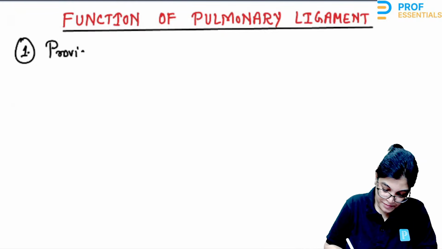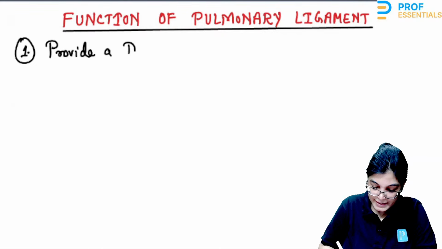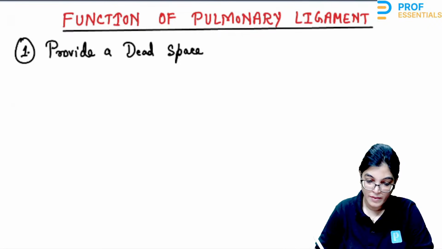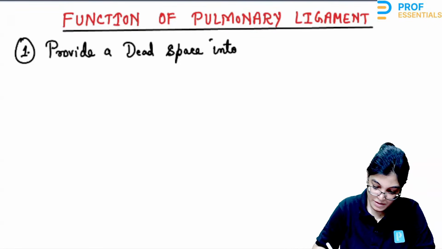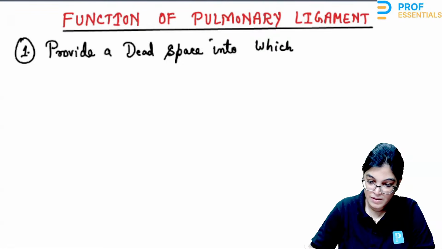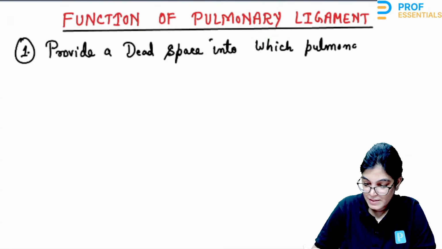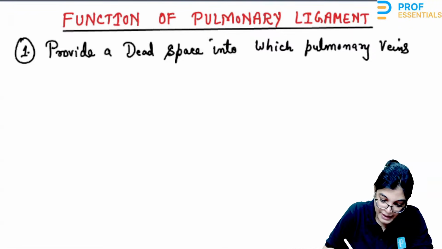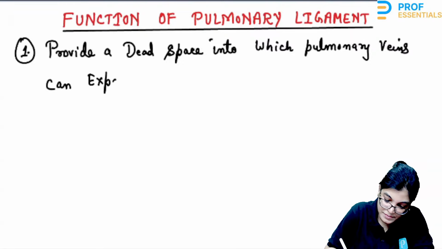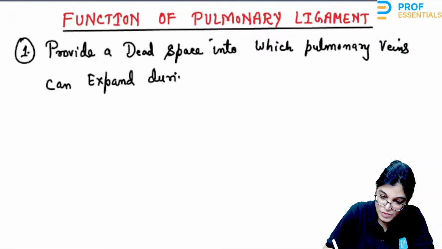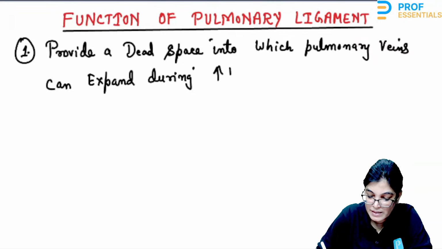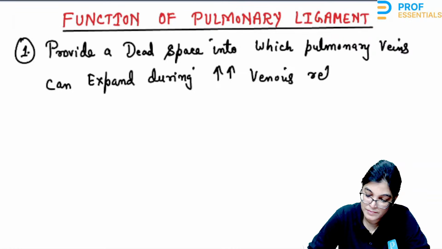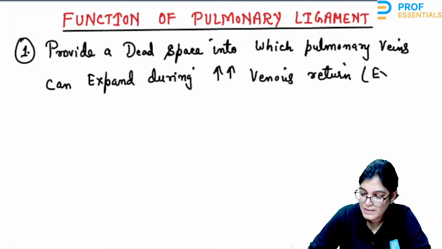It provides a dead space into which the pulmonary veins can expand during increased venous return, for example during exercise.